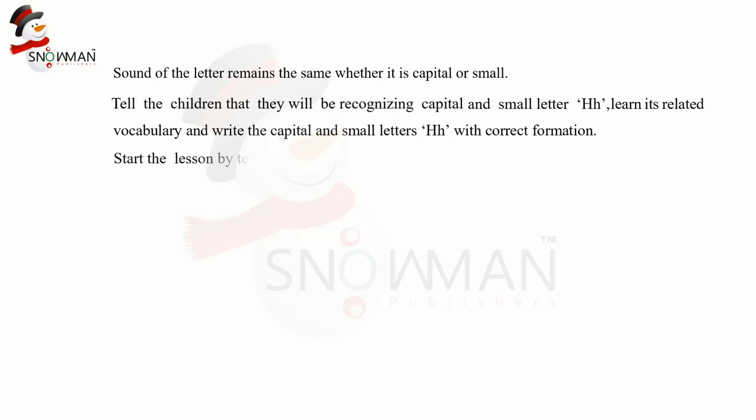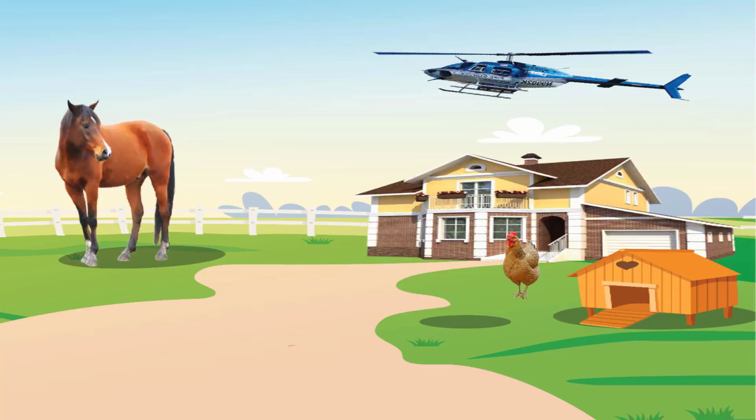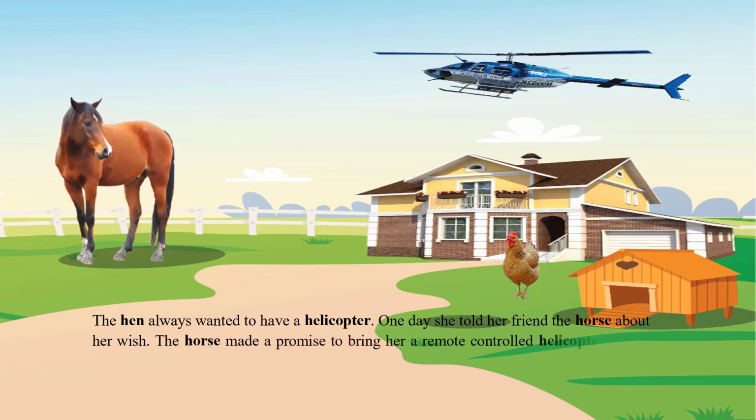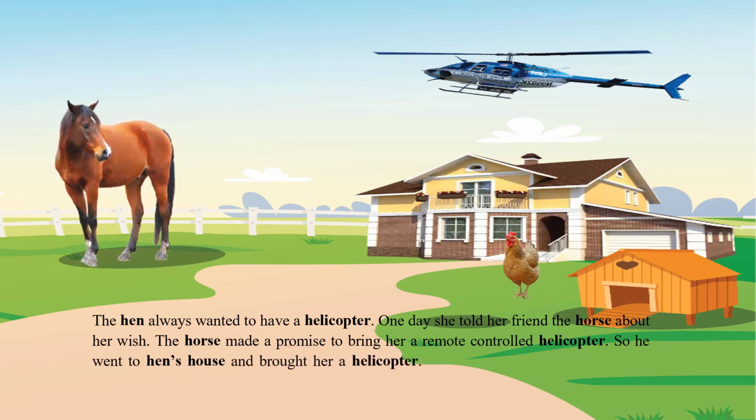Start the lesson by telling the following story of letter H. The hen always wanted to have a helicopter. One day, she told her friend the horse about the wish. The horse made a promise to bring her a remote-controlled helicopter. So he went to hen's house and brought her a helicopter. Together, they played and flew the helicopter all day long.